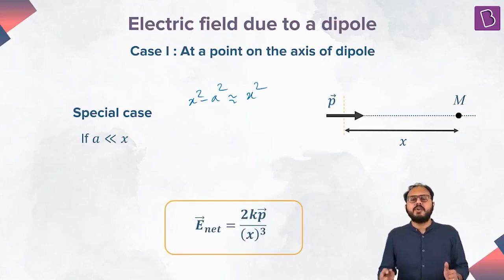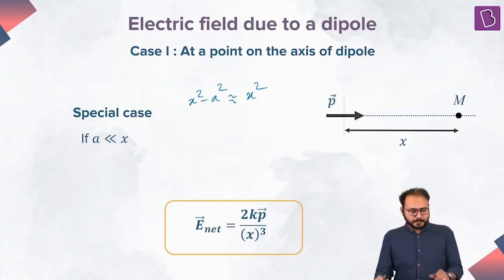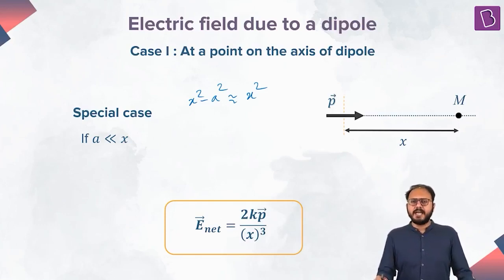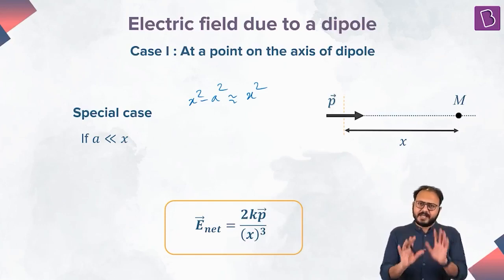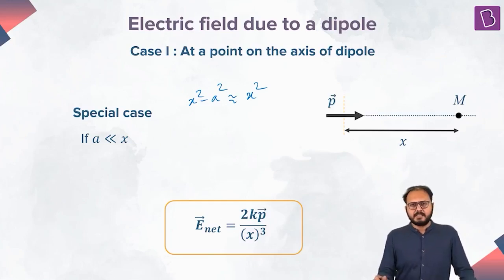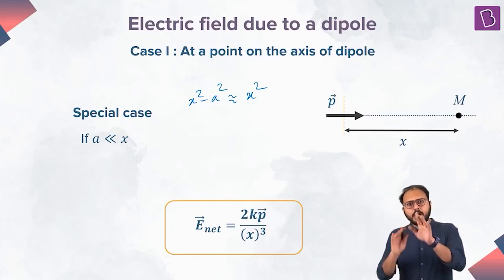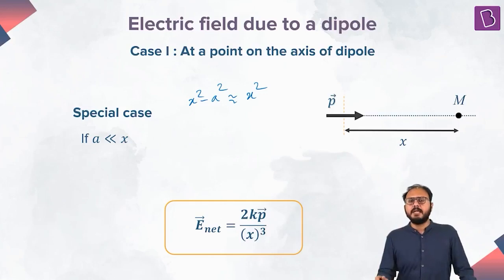I cannot stress enough how important this expression is. Let me prove it to you in the next 2 minutes. You have the expression for E net as 2kp by x cube. Is this dimensionally an electric field or not? Yes. Is 2 a constant? Yes. Is k a constant? Yes. Is p a constant for a given system? Yes. You know what you just had?